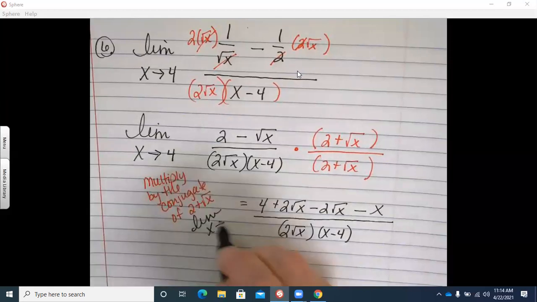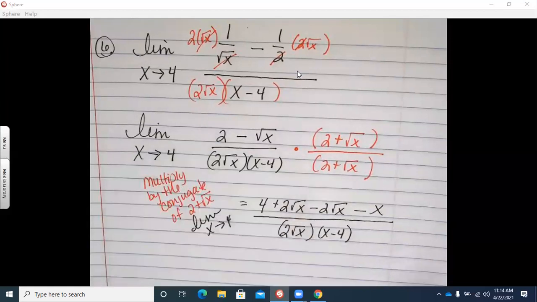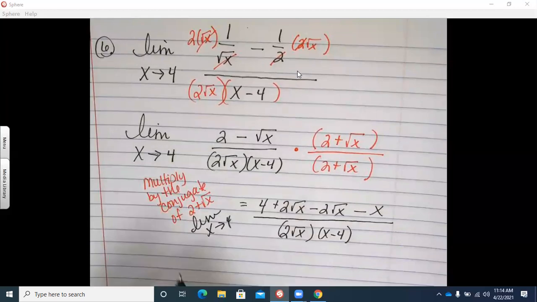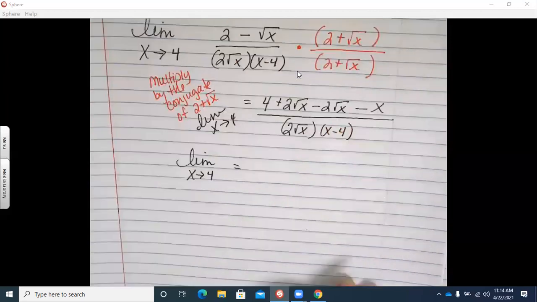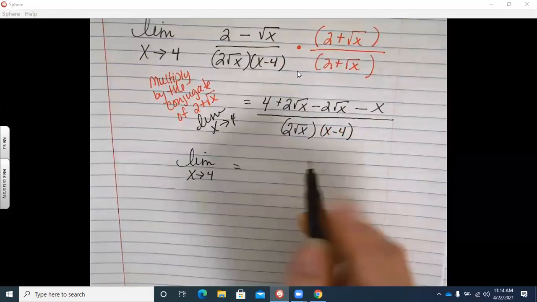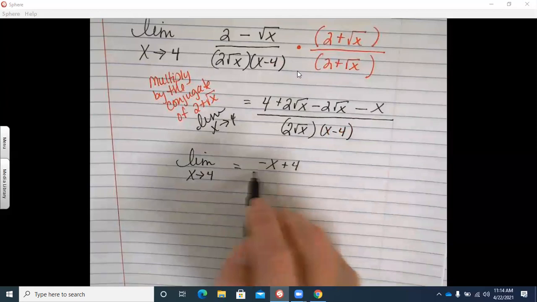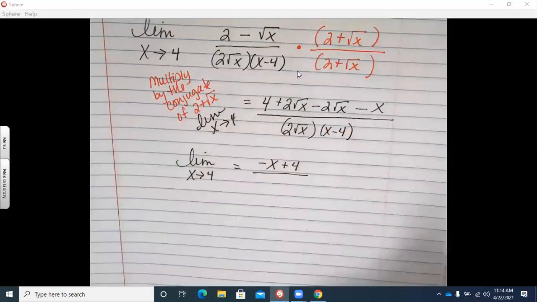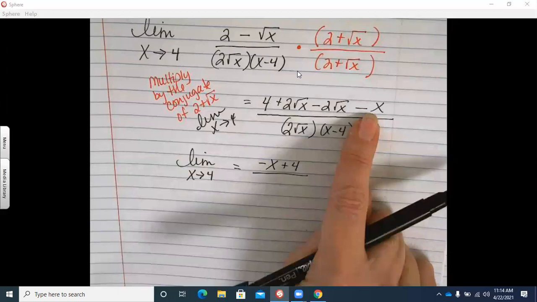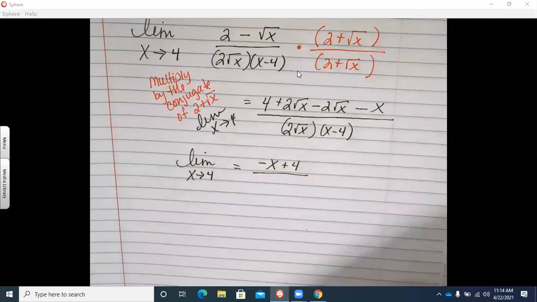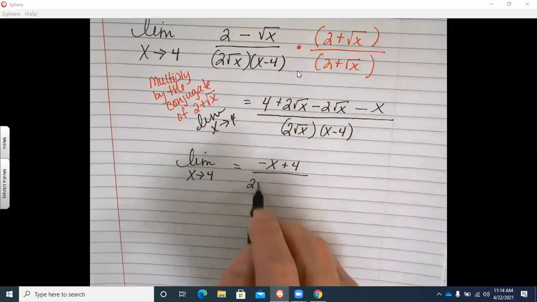So again, I keep writing what is the limit as x approaches 4. I keep writing that until I actually do direct substitution. So in the numerator, 2 square root of x minus 2 square root of x cancels. I've got 4 minus x. If you want to rewrite that as minus x plus 4, you can, but don't rewrite it as x minus 4 because that's not what it is. X is negative, 4 is positive. And you don't have to rewrite it. In the denominator, leave it as 2 square root of x times x minus 4.